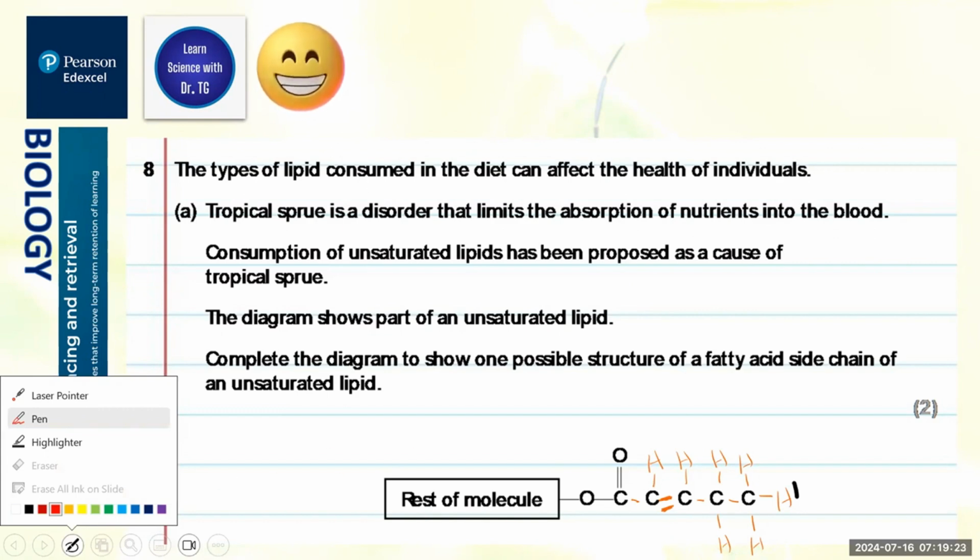So cis and trans fatty acid is beyond our textbook. Anyway, a little bit more learning. This is the picture, and next question.